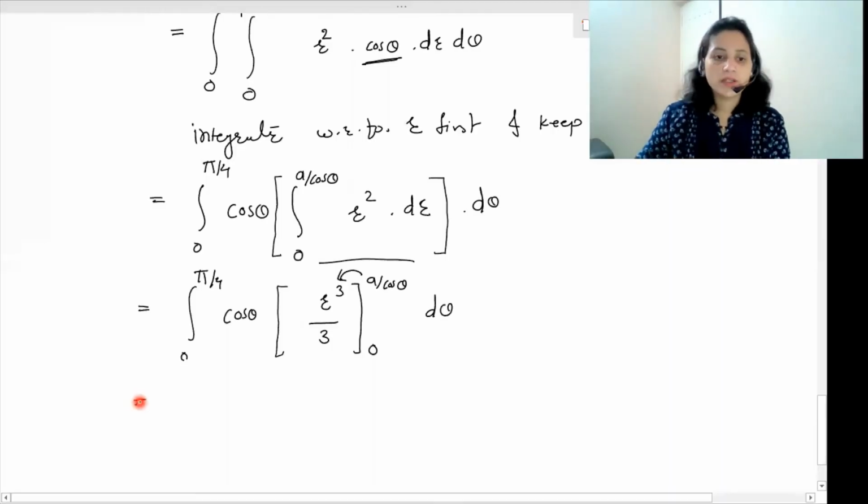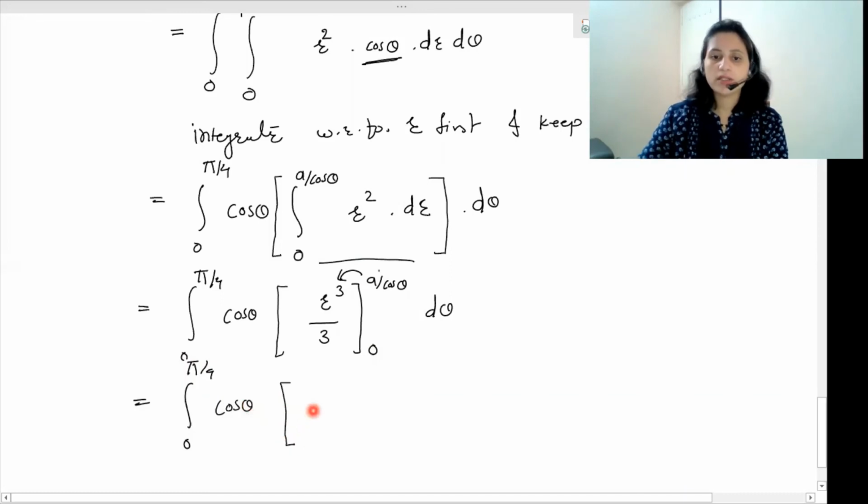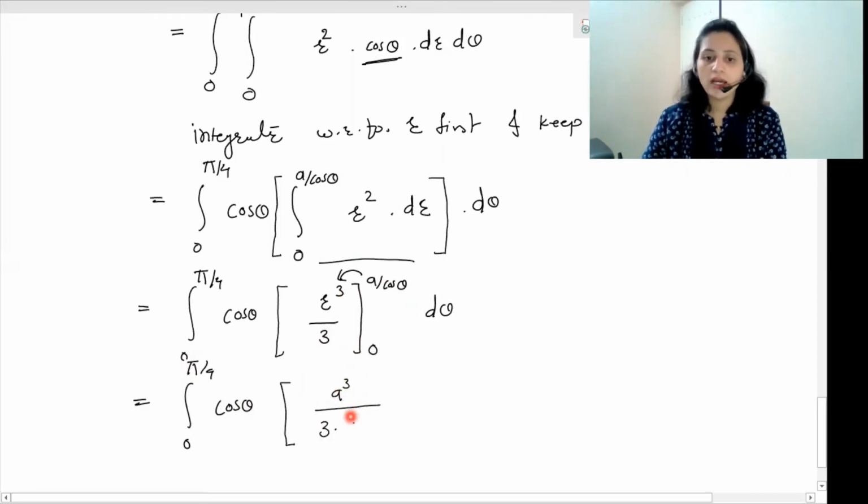So what is the next step? Next step, we just have to substitute limits in place of r. So upper limit minus lower limit. So integration from 0 to pi by 4 as it is, cos theta as it is. Now substitute the limits, upper limit a by cos theta in place of r, and r cube. So this will become a cube upon 3 as it is, and cos cube theta, minus, in place of r we have to substitute 0. So this will become 0 only, and d theta as it is, right?